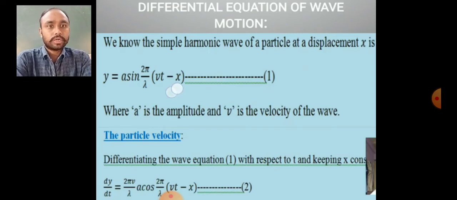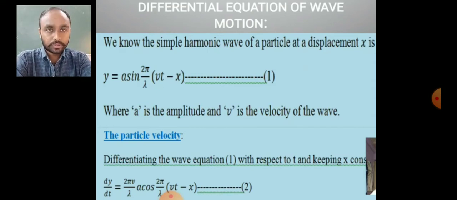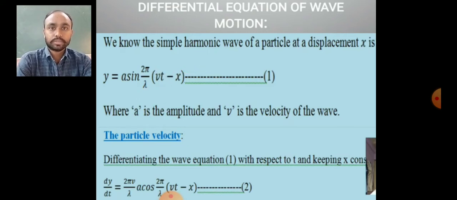So here x is constant, that's why the derivative will be 0, meaning minus 0, it does not have to be written here. And then finally the derivative of Vt. So the derivative of Vt with respect to t: V is constant and the derivative of t with respect to t is 1, that's why V is appearing here. Okay, so 2 pi by lambda and V remain constant, and the derivative of t is 1, and the derivative of x will be 0 because we are taking the derivative with respect to time.